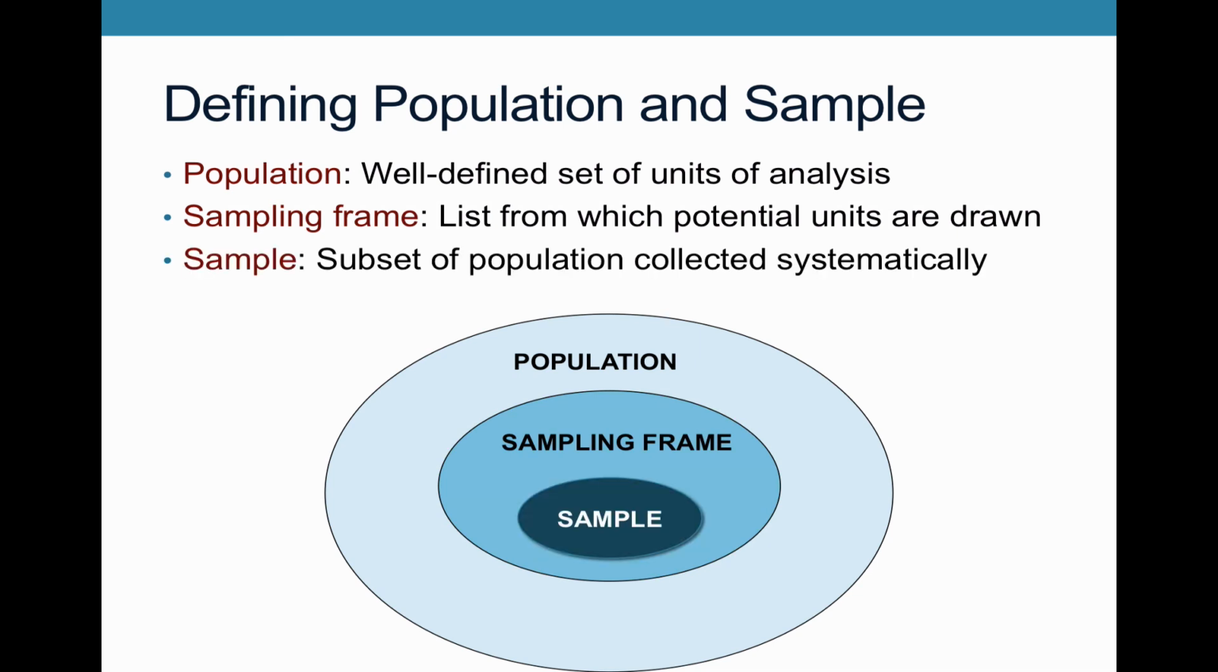The sample is a subset of the population that's collected systematically using the sampling frame, right? So this is going to be smaller than that sampling frame. We had 4,000 students in that sampling frame, and so then we decided we're going to collect just a portion of that. We're only going to sample 200 former students.